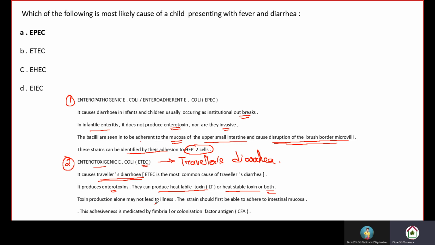Toxin production alone may not lead to illness. The strain should first be able to adhere to intestinal mucosa. Then it will produce illness, right?